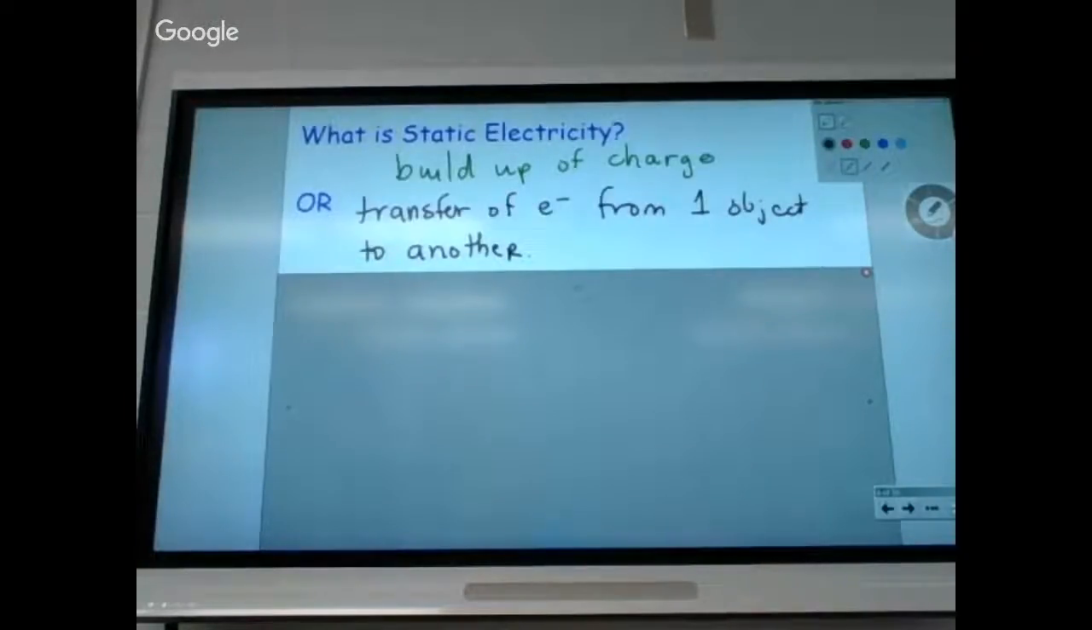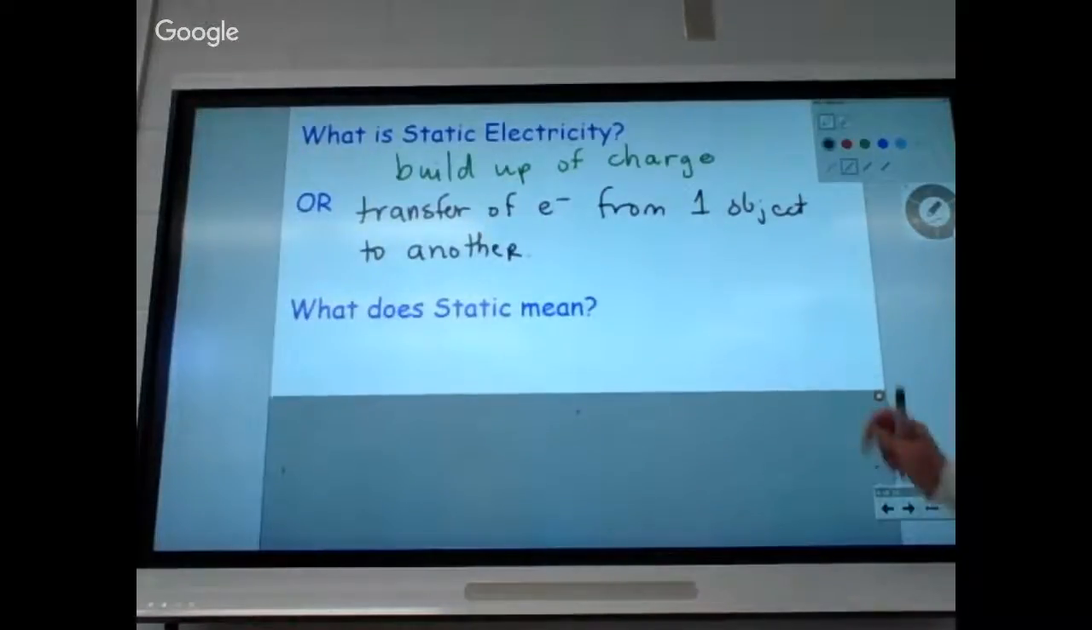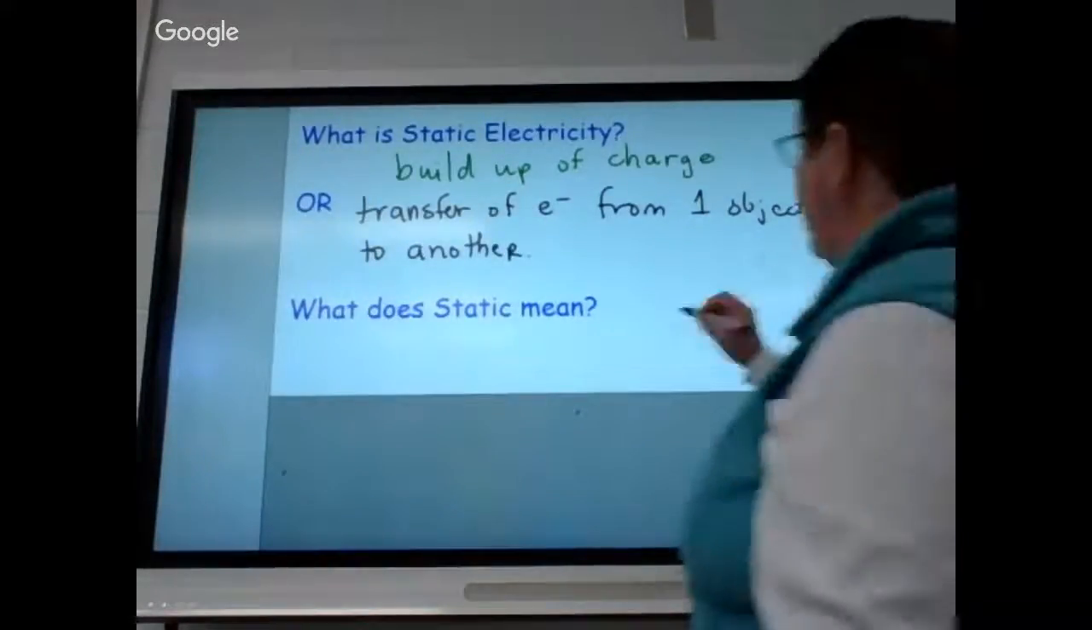Now, when we get to current later in the week, we're going to talk about the difference in how the electrons move. Static electricity talks about moving electrons from one place to another, and then the electrons do what? They stop. Because static means what? Static means stationary.